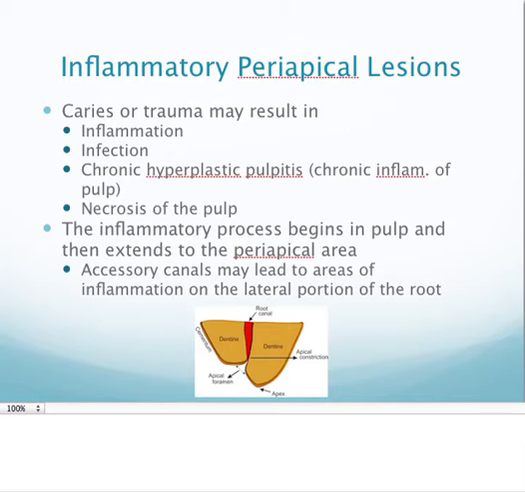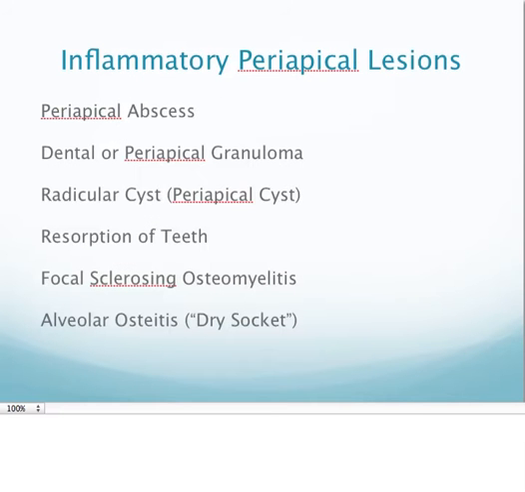So, inflammatory periapical lesions. Caries or trauma may result in inflammation, infection, chronic hyperplastic pulpitis, or necrosis of the pulp, which is death of the pulp. The inflammatory process begins in the pulp and then extends to the periapical area. Accessory canals may lead to areas of inflammation on the lateral portion of the root if there is an accessory canal available. So, these are the different ones we have.